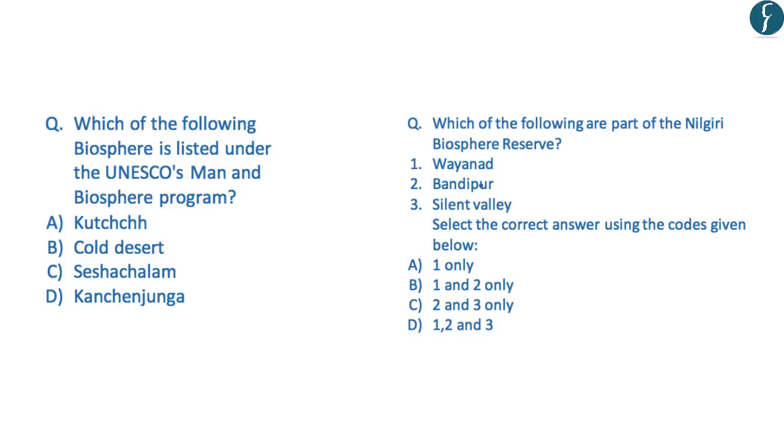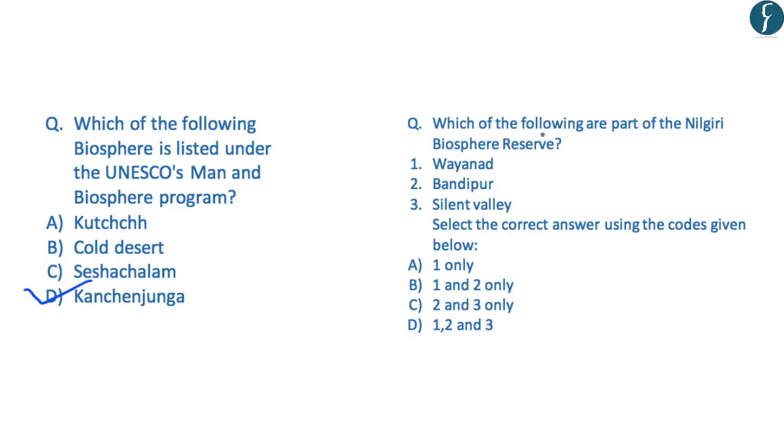Further, you should try both these questions and the answer will again be displayed after 5 seconds. So this question reads, which of the following biosphere reserves is listed under the UNESCO's Man and Biosphere program? So as we have learned today, Kanchenjunga was recently added into the UNESCO's Man and Biosphere program. Hence the correct answer is D, that is Kanchenjunga.